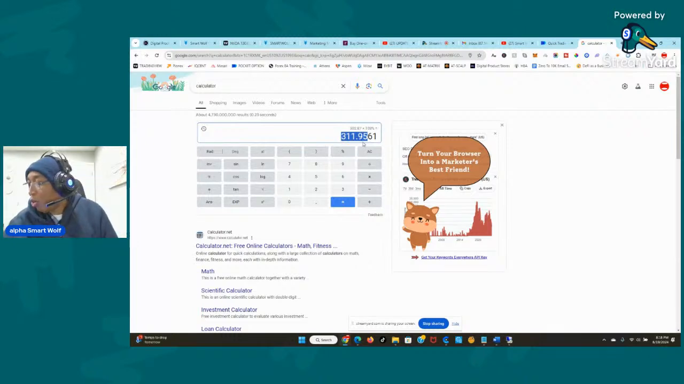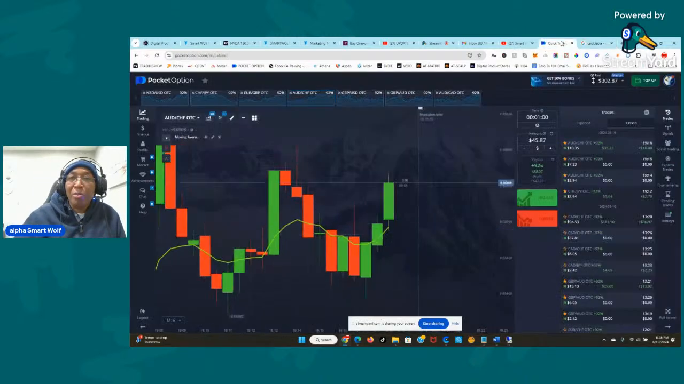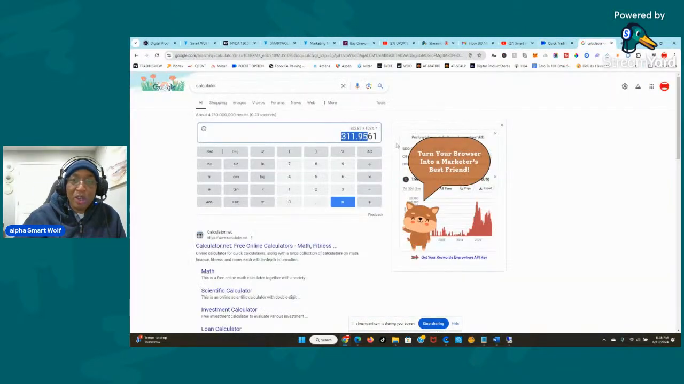So from 293 to 302, that's about $10. Okay, $10 in 4 minutes. So that means if we continue playing here for, let's say, if we are trading for 1 hour, in 4 minutes we made $10.